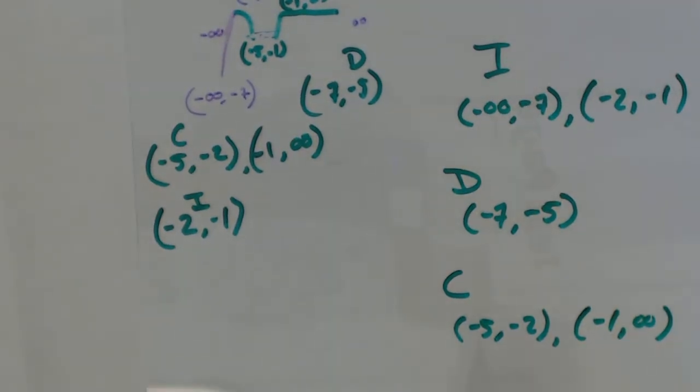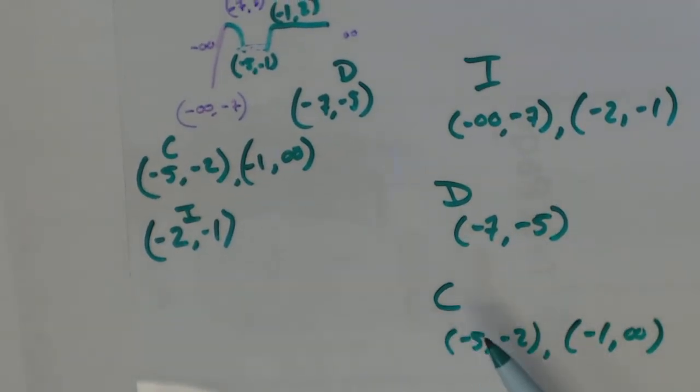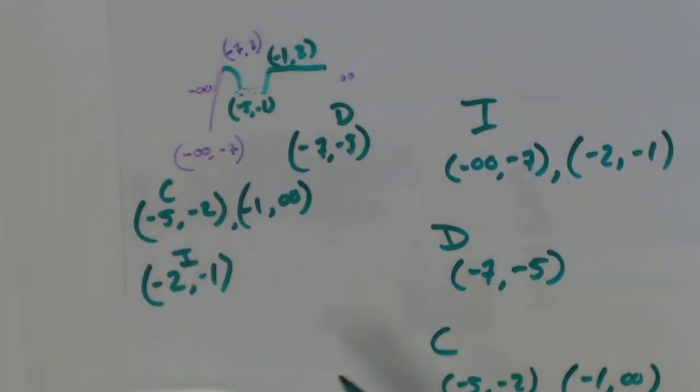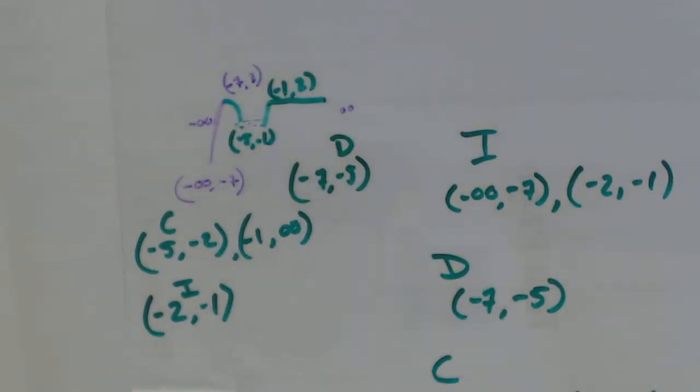All right. So remember, these are only the x values. We're just using the x values. It's almost like we're using the domain to describe where something is increasing and decreasing.